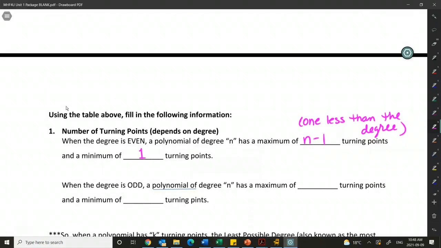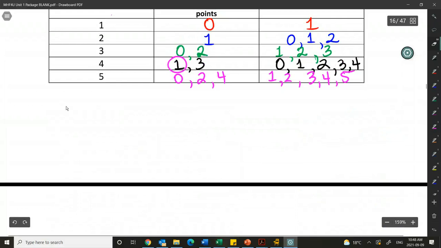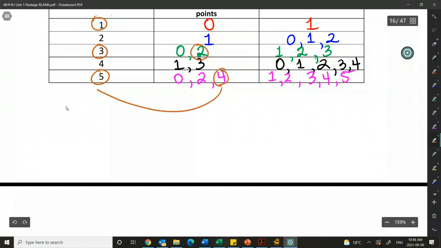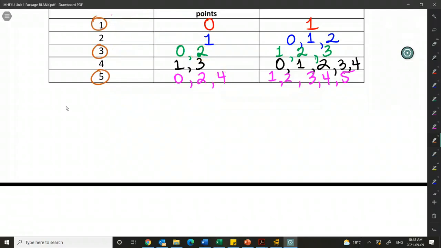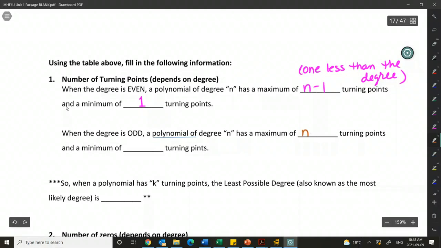Okay, odd degree polynomial, the maximum follows a similar thing. We said the max of the odds will also go up to 1 less than the degree. So if it's 5, 3, or 1, notice that the turning points will only go up to 1 less than that degree: 4, 2, and 0. So that is also n minus 1. So if the degree is n, my number of turning points is 1 less than that, n minus 1. Same thing as up here, 1 less than the degree.